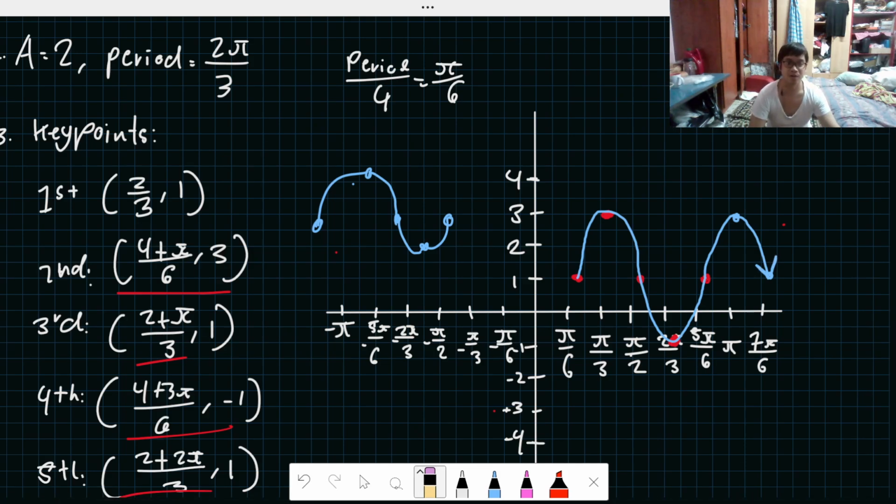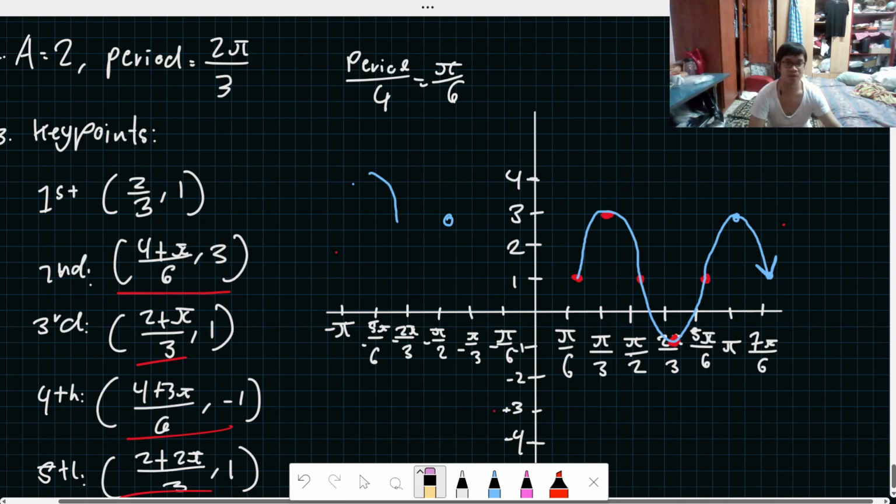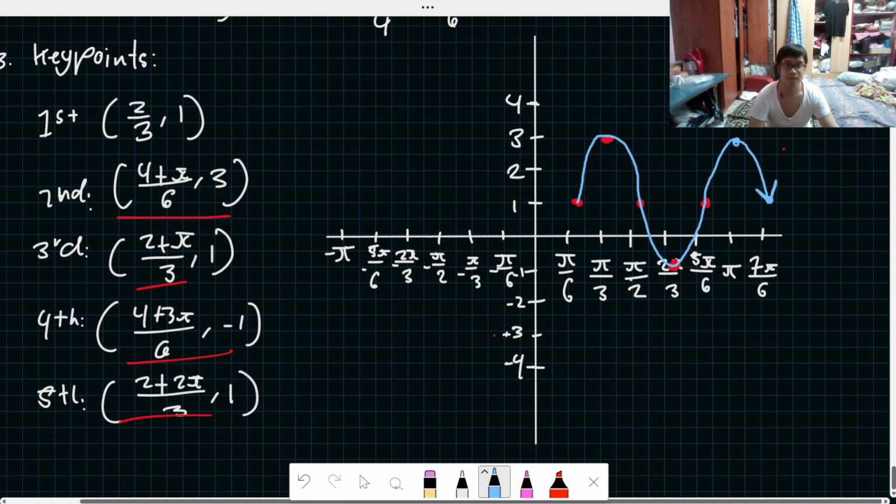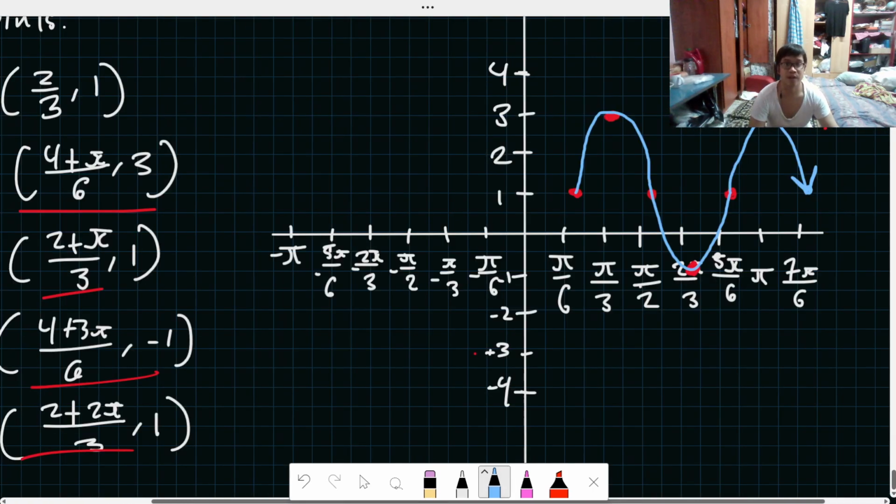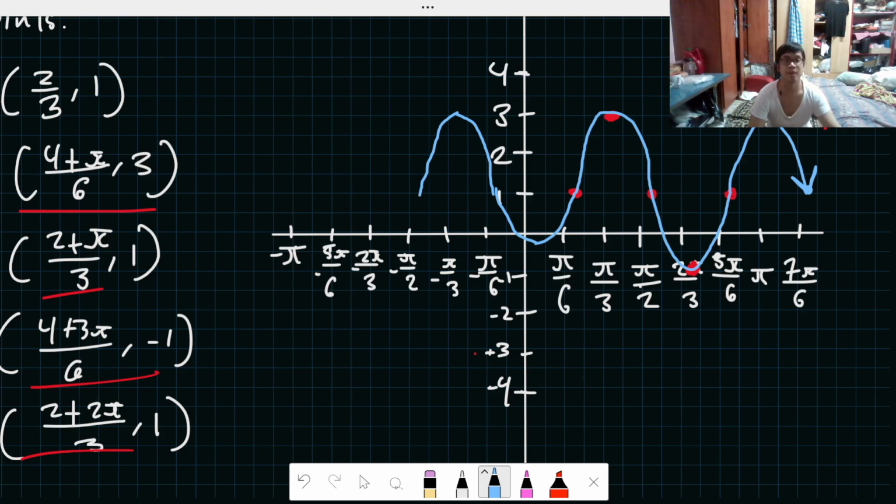Now let's expand going to the left. The pattern is reversed. You start here, we go down, then middle, then up, then middle. So middle, down, middle, up, middle. In this case, we're going to go down. So down here, then middle here, then up here, then middle. That's it.